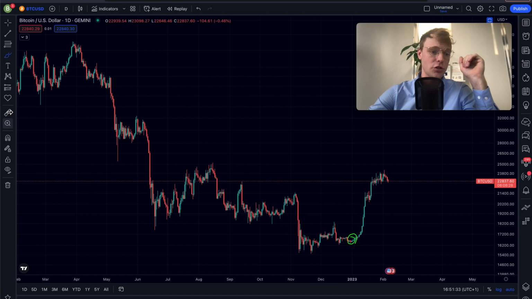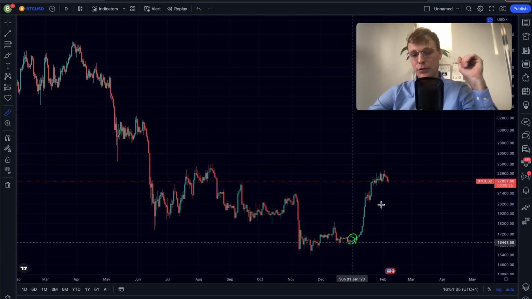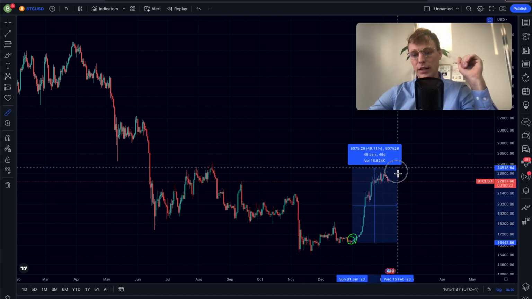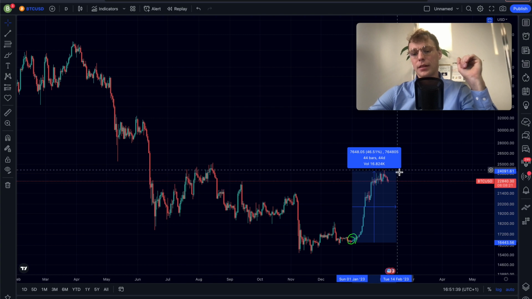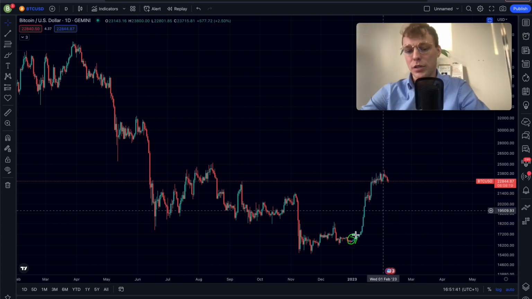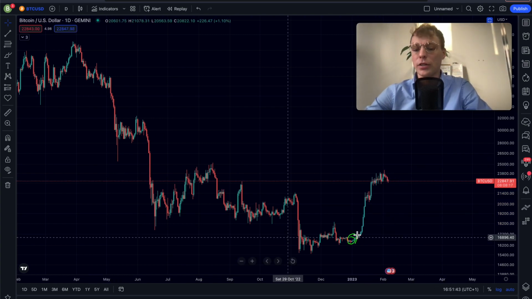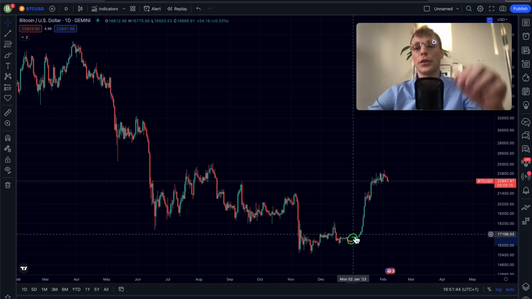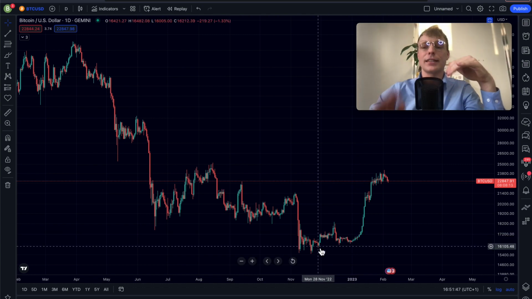Actually, a substantial rally. If we take it from the bottom till the high, we had a rally of roughly 45%. That is quite crazy, right? So that is some way how to use the funding rates. When it's negative, the price goes up.